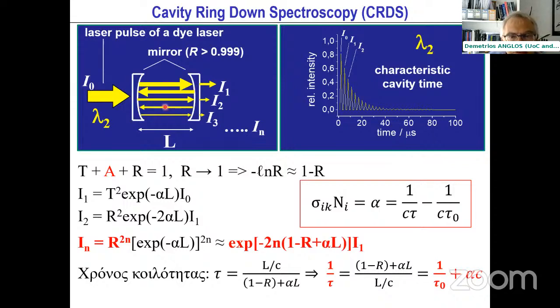Now, the only thing that we need to look at here is this red part of the equation on the bottom of the slide: the inverse of the cavity time, as you see it on the top, equals the inverse of the cavity time when the cell is empty, or when there's no absorber in there, plus the absorbance of the sample times the speed of light.